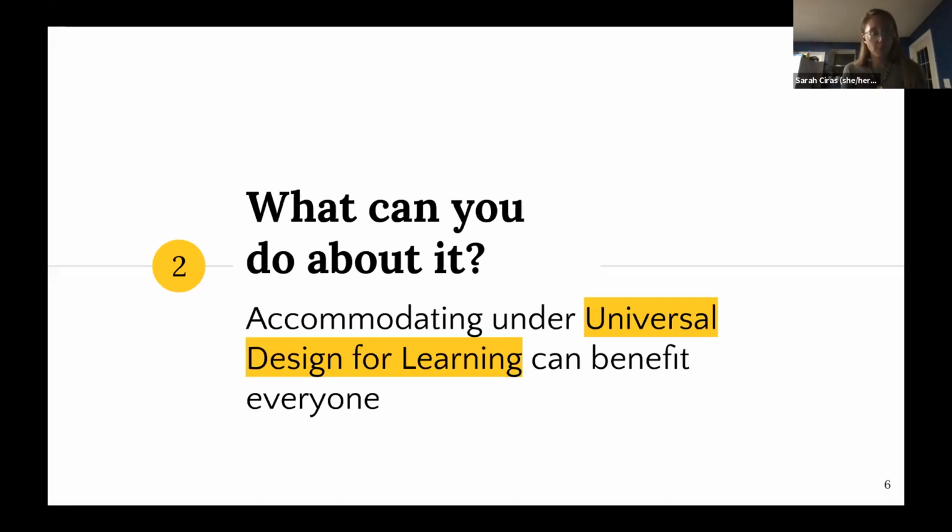However, the important thing here is what can you do about that, right? We're all here to talk about ways we can accommodate students in our classroom, and universal design for learning is a system that benefits everyone. It's the idea that creating these accommodations makes learning more accessible for all, not just students who specifically have a learning disability.